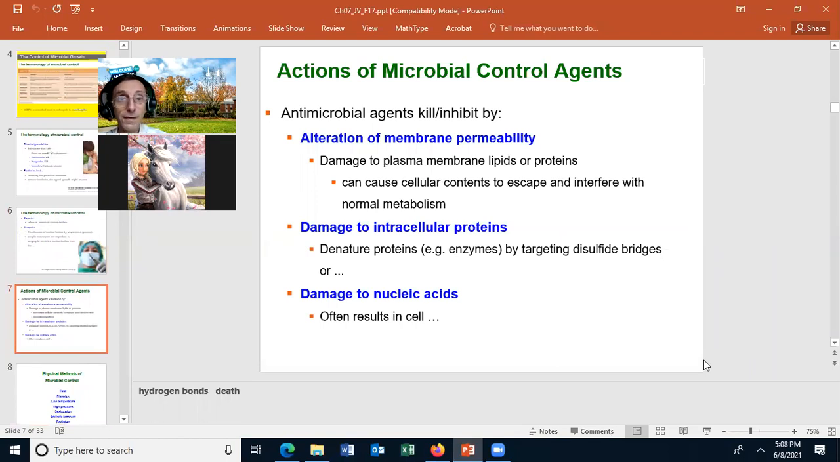Some actions of microbial control agents. Antimicrobial agents kill or inhibit microbes by doing one of three things. They can alter the membrane permeability. If you damage the plasma membrane, either the lipids or the protein, you can cause the cellular contents to escape and, well, it'll interfere with normal cellular metabolism, and the cell will then die.